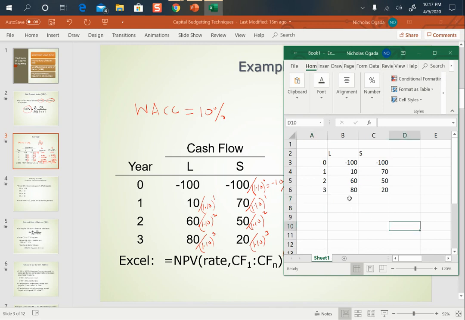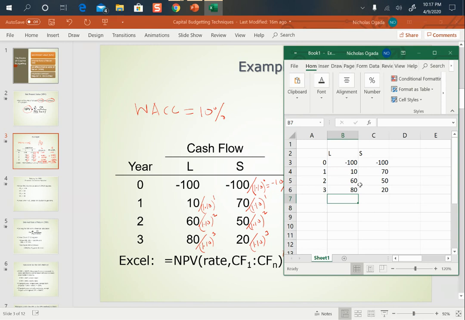Again, to determine the present value, there's a two-step process. What you do is you determine the present value of your positive cash flows. With Excel, there is a different way to do it. You can just sum everything together.